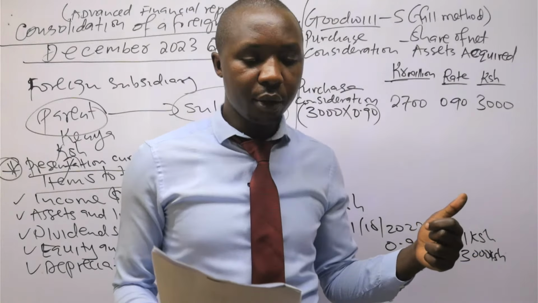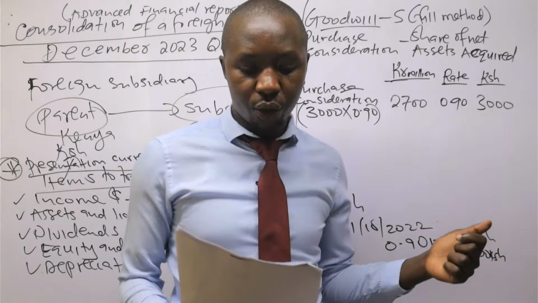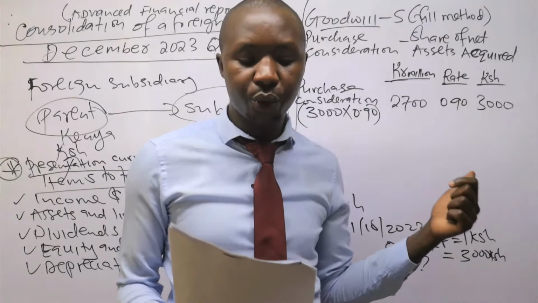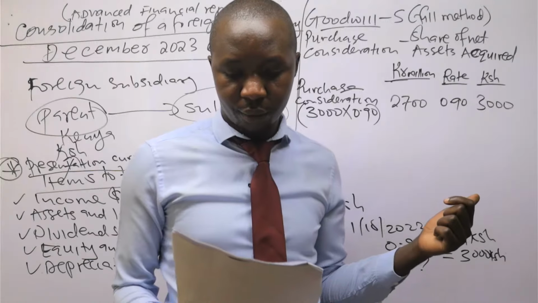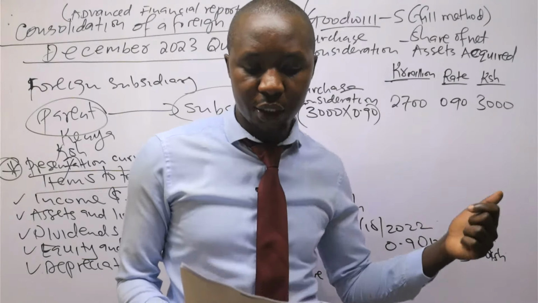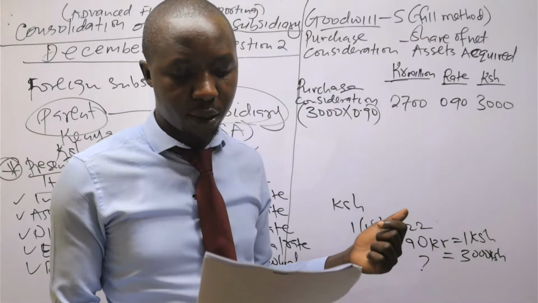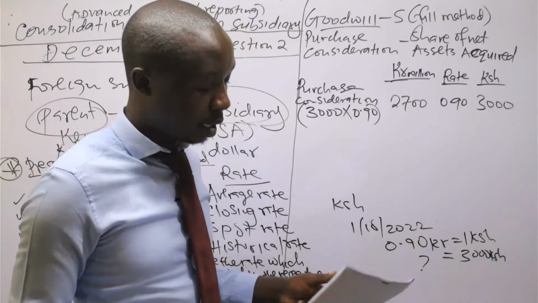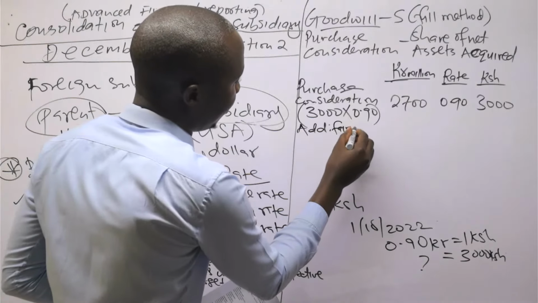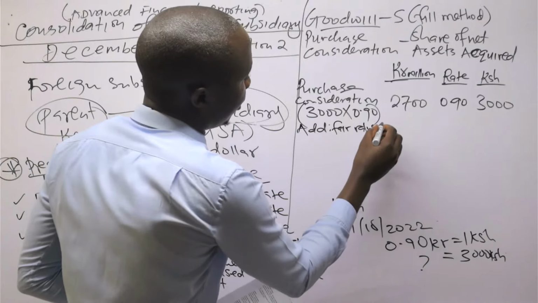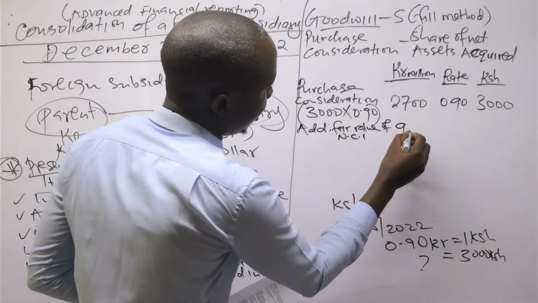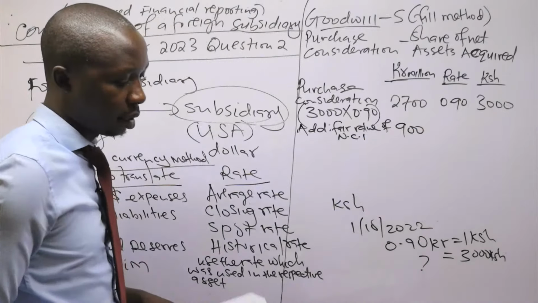Because in note 2, you are told that H uses the fair value method to measure the non-controlling interest. And the fair value of the non-controlling interest in S on 1st October was 900 krona. So you add that: fair value of NCI, the fair value of non-controlling interest. So that is 900 krona.